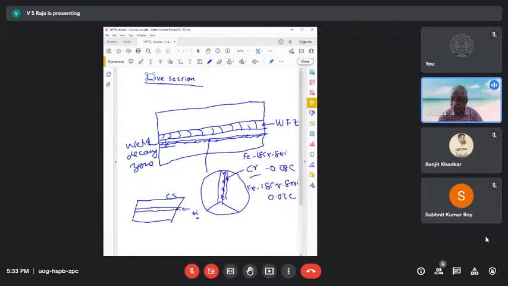Another possibility is that if it is seawater that you are having, there can be microbial corrosion taking place. Especially the microbes, they settle normally along this region because it's a rough surface. But all this you need to analyze and exclude the possibilities.